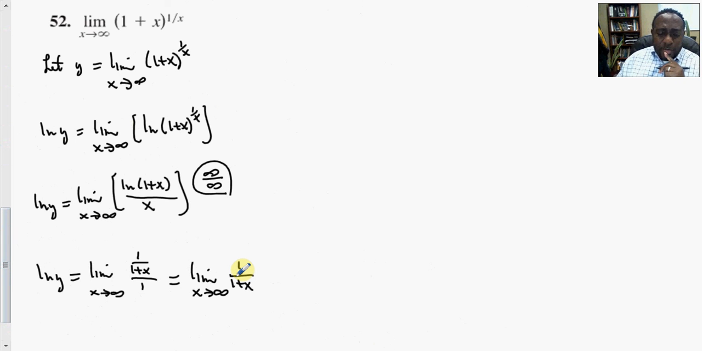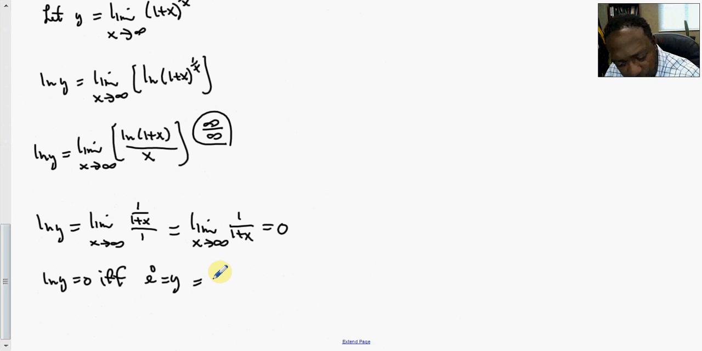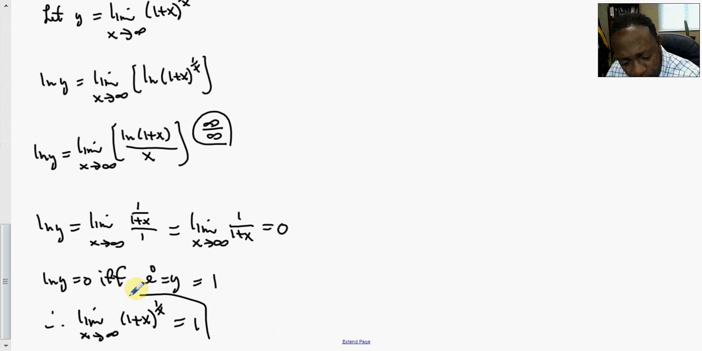Now, as x goes to infinity, 1 over 1 plus x goes to 0. So we have the natural log of y equal to 0. That's if and only if e to the 0 is equal to y, and e to the 0 is 1. So we conclude here that y, which was that limit as x goes to infinity of 1 plus x to the 1 over x power, is equal to 1.